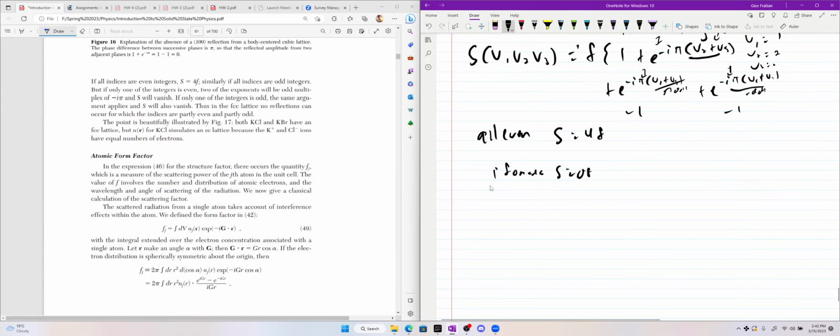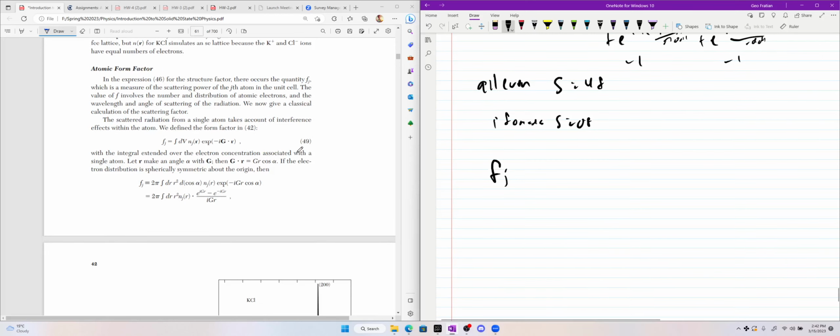Now we can talk about the atomic form factor. So in expression 46 for the structure factor, we had this quantity f_j, right, which is a measure of the scattering power of the jth atom in the unit cell. So the value of f involves the number and distribution of atomic electrons and the wavelength and angle of scattering of the radiation. So let's give a classical calculation for the scattering factor.